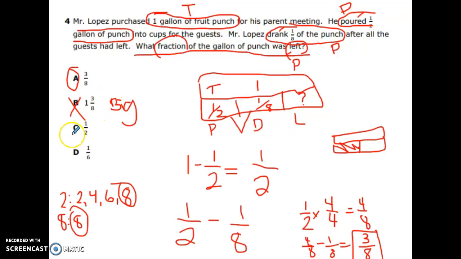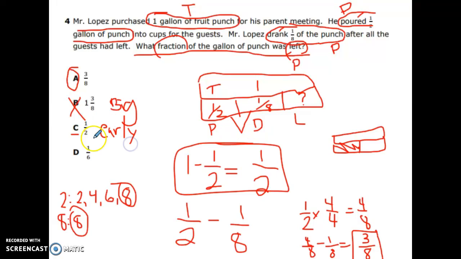Now, if you picked C, you probably stopped right here. You just took away the half that he poured and forgot to take away the 1 out of 8 parts that he drank. So you stopped too early. You stopped at step 1. So be careful on that. Solution, making sure that you draw that strip diagram so you represent the entire problem.